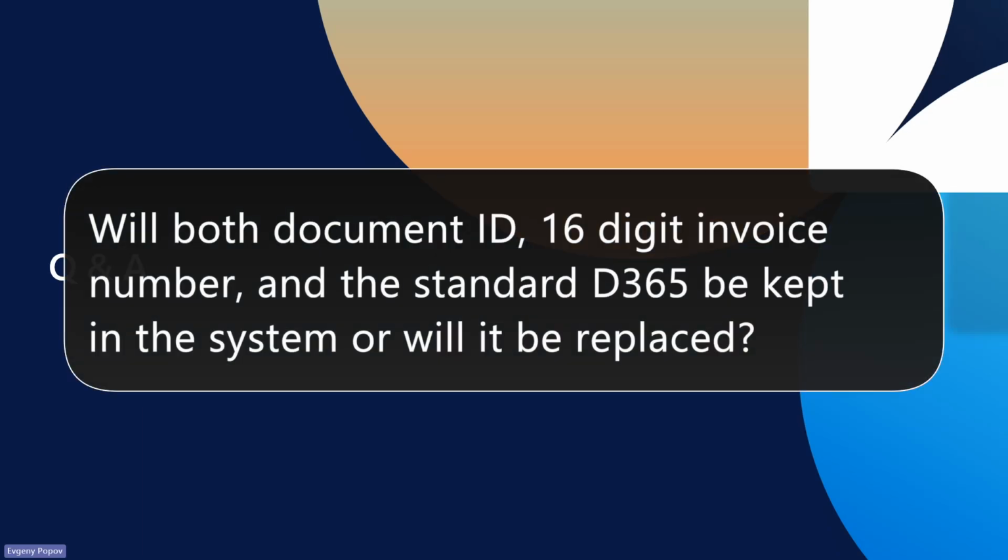The next question is related to serial numbering. Will both document ID, 16-digit invoice number, and the standard D365 invoice be kept in the system, or will document ID replace and be the only invoice ID? And Dick already responded to this. But again, as of now, in the current state, we extended the invoice numbering functionality, and it's basically replaced by the Turkish functionality when you enable the Turkish localization in your environment and for your legal entity.